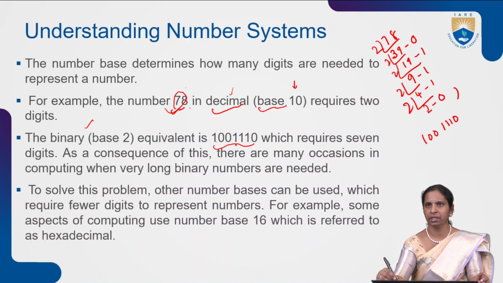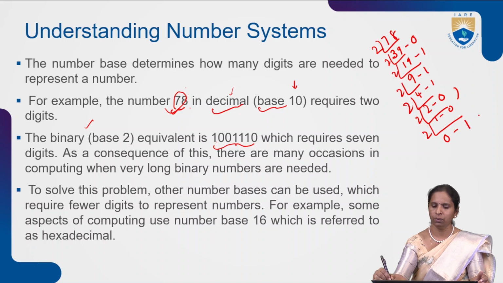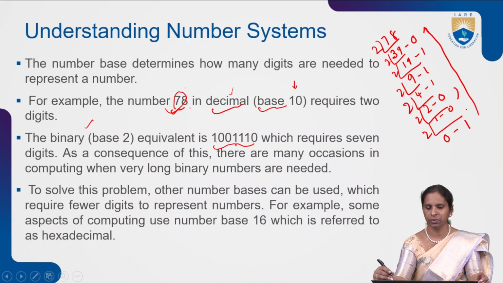The quotient is 2 and the remainder is 0. Similarly, 2 divided by 2: the quotient is 1 and the remainder is 0. And then 2 divided by 1: the quotient is 0 and the remainder is 1. Now write from bottom to top. Then the number here is 1, 0, 0, 1, 1, 1, 0.